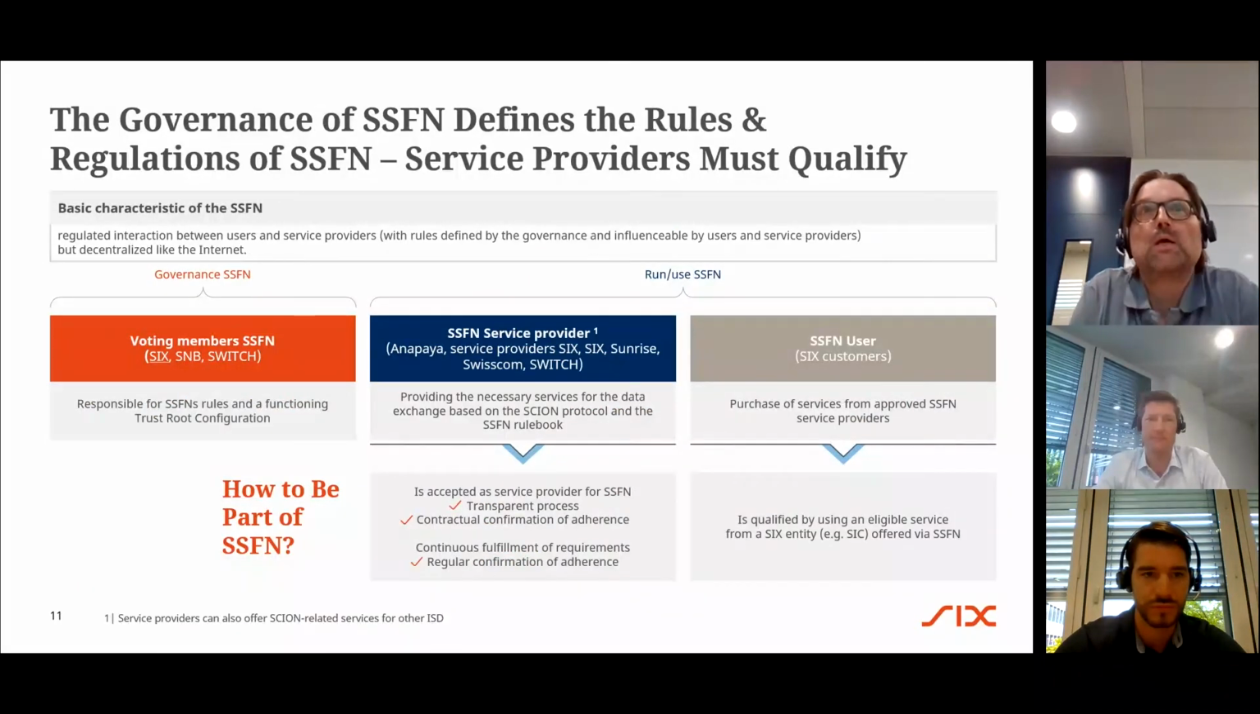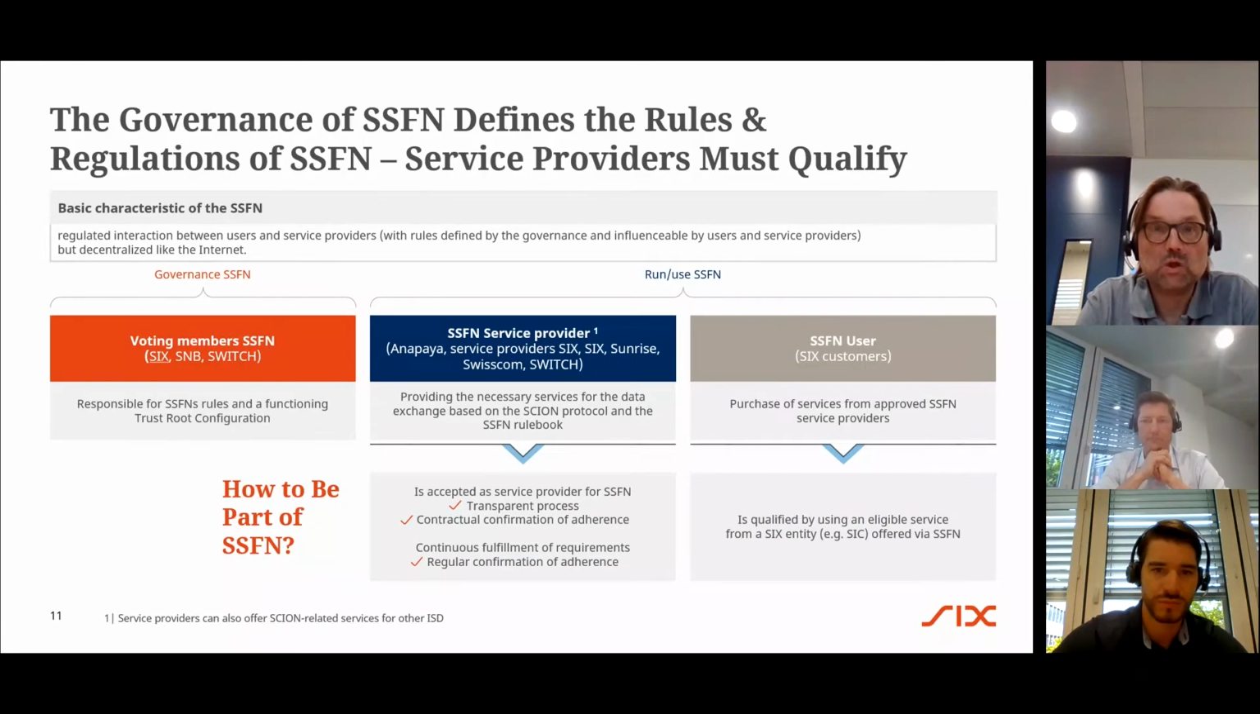What is also new is that we now have a governance model. In Finance IPnet, there is no governance model. There is no possibility for the members, for the participants, to use a change request procedure or anything like this. Now we have three different types of stakeholders. We have the voting members, which are SIX, SNB, and Switch. The voting members are responsible for the governance model. They are responsible for the rules and regulations. They are responsible whenever there is a party which is not behaving right, to punish this party.